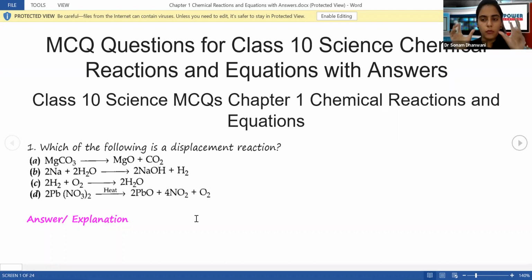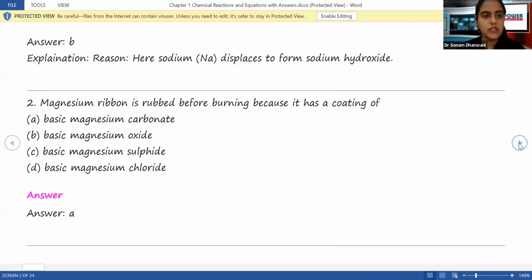So here there are no two products between which something is interchanging or displacing. Like if you have AB and CD, the A here interchanges place with the C here. That is basically what displacement is. That is what we are seeing in the second reaction. So the second option is the answer, because sodium is displacing to form sodium hydroxide. Yes. Next one.